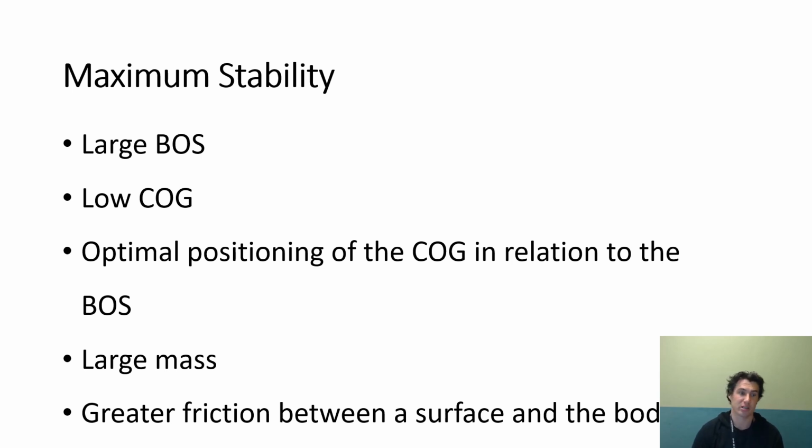To increase stability, you need to optimize the positioning of your center of gravity in relation to where the base of support is. So if your center of gravity is over the middle of your base of support, you're going to be more stable. As soon as you move that center of gravity outside of that base of support, you decrease stability. Sometimes that's a good thing, sometimes it's not. It depends on what you're trying to achieve. And lastly, greater friction between two surfaces will increase stability. You try and run on ice, it's not going to be very stable.